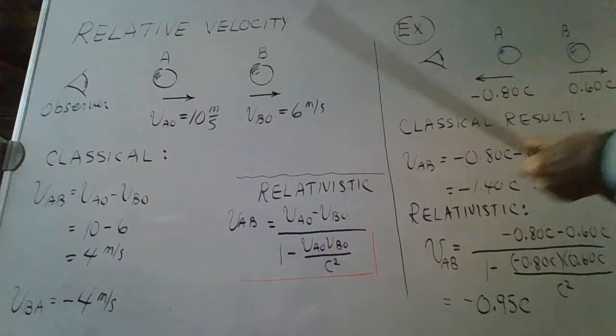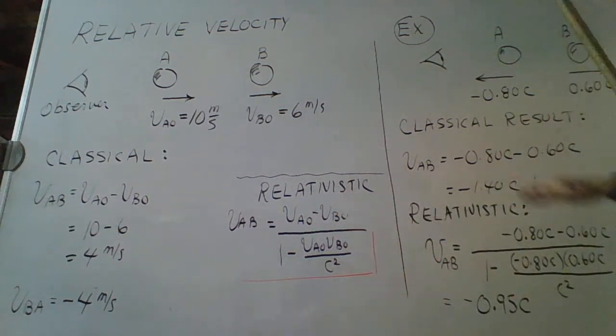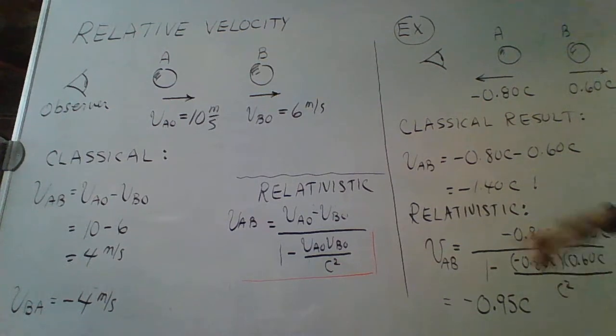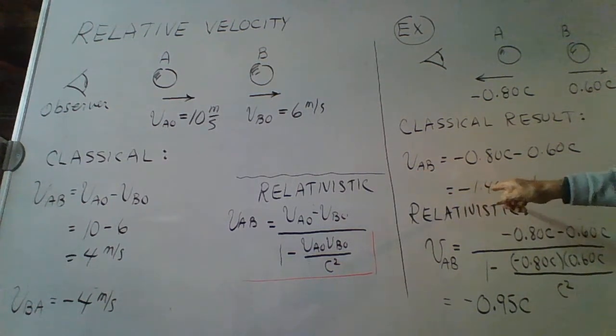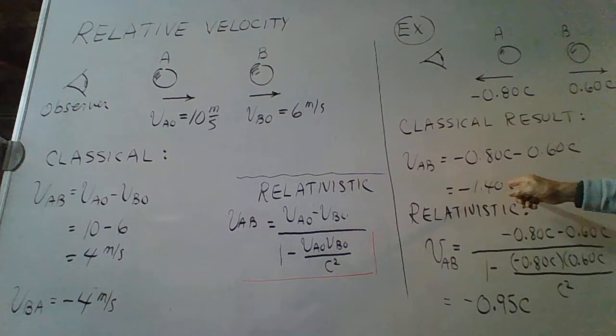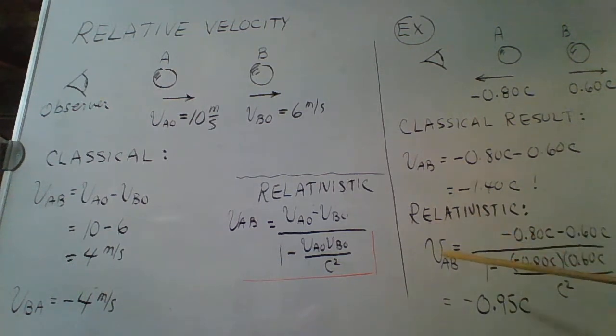The classical result, this equation here, would tell us that the velocity of A with respect to B is negative 1.4 times the speed of light. But that's a big problem because nature does not allow relative velocities of anything to be greater or even equal to the speed of light. And so we have an exclamation mark there. This can't be. Fortunately, we have access to the correct equation for calculating relative velocities for all situations, small velocities and large ones.